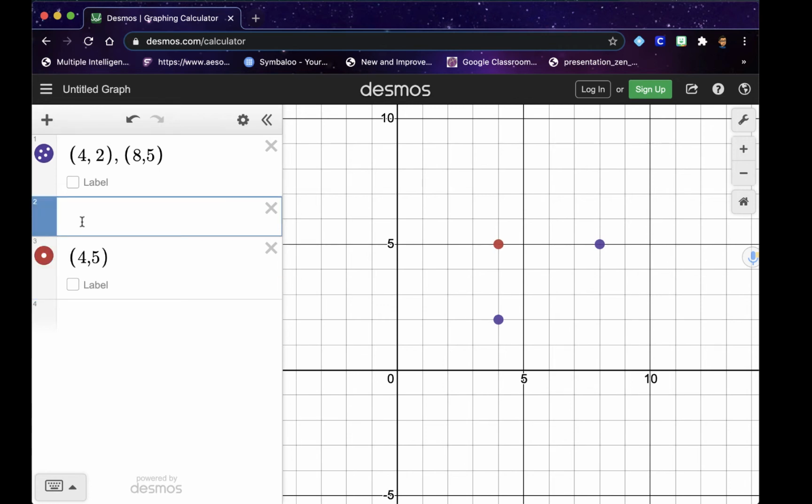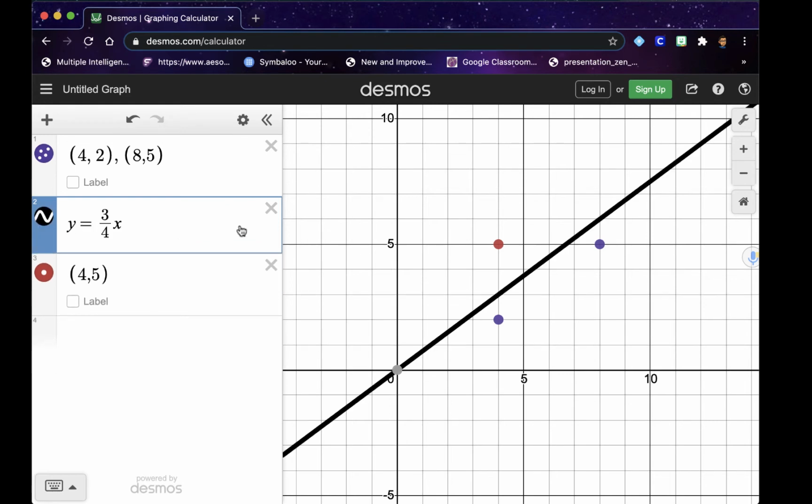So first, let's come up with our equation of our purple dots. I can see by counting from one dot to the other that the slope through my 2 purple dots, the line that would go through those, is up 3 over 4.